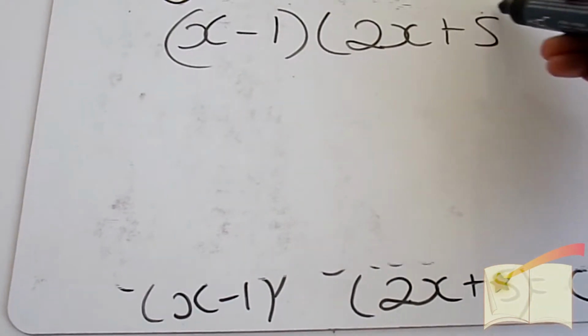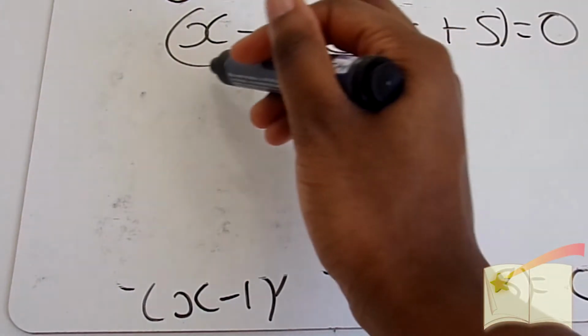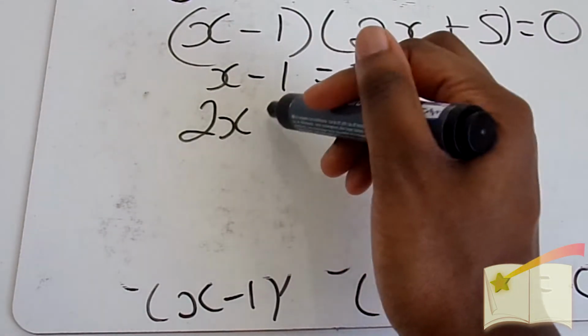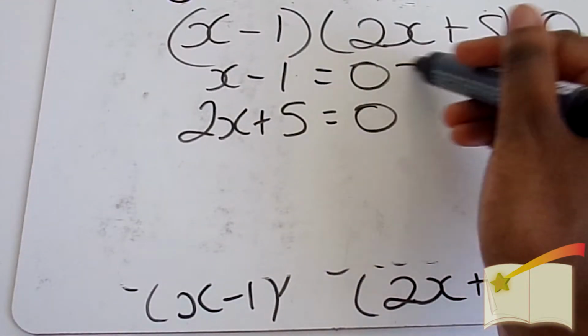Therefore, you have to take x minus 1 out of the bracket and make it equal to 0, and 2x plus 5 out of the bracket and also make that equal to 0. Then you just rearrange both equations to find your answer for x.